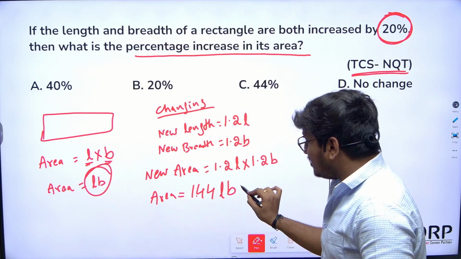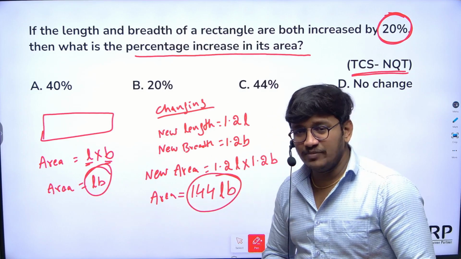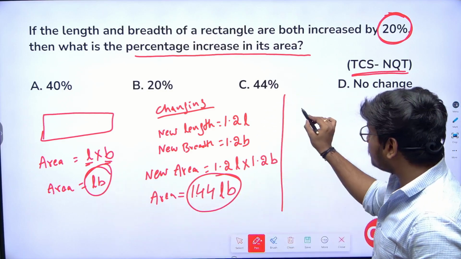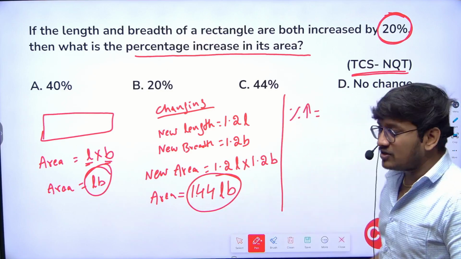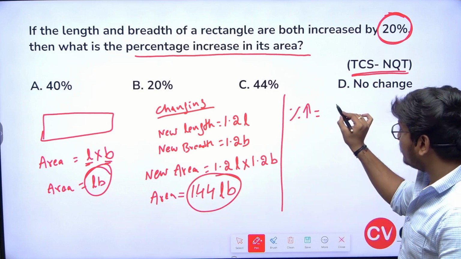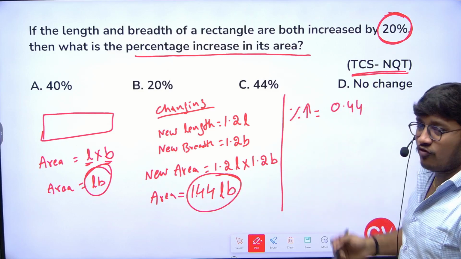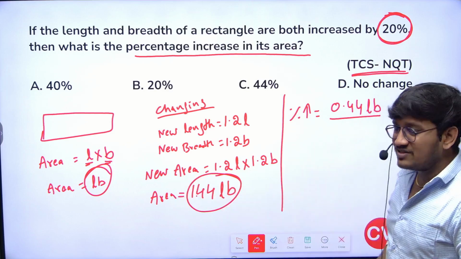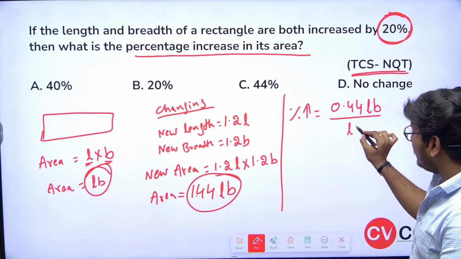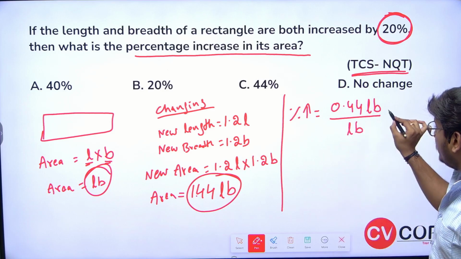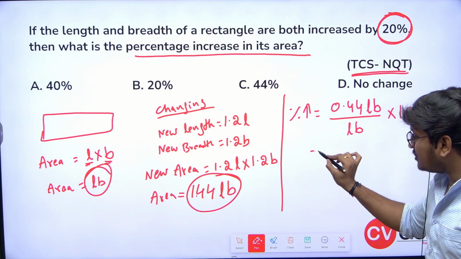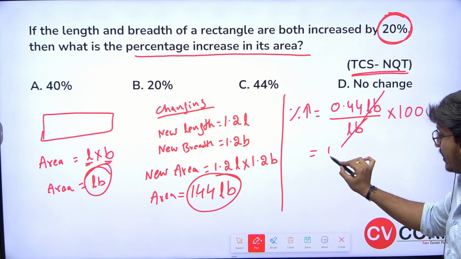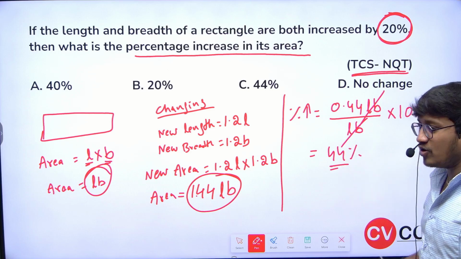Okay, now the area is 1.44 times LB. So how much did it increase? Initially it was only 1 LB. To find the percentage increase, compare with the previous area. The difference is 0.44 times L into B, divided by the initial value from which it is increasing, that is LB, into 100. LB and LB will get cancelled. 0.44 into 100 is 44% of the area increased.